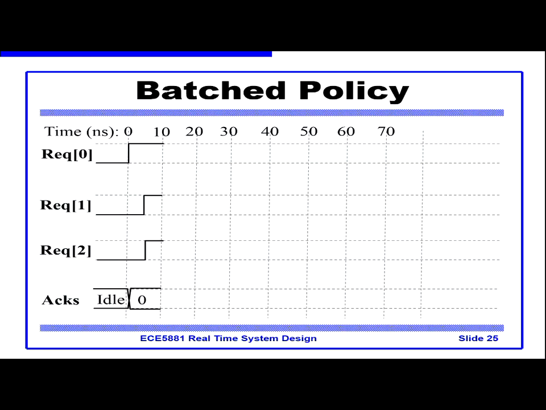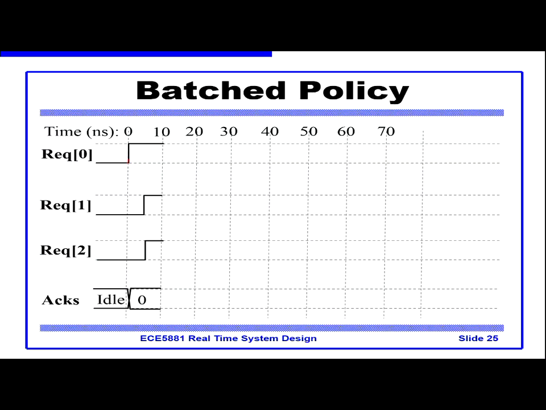Okay, so batch priority is often a bit confusing because you've got to keep track of the batches. Alright, the way this works is we collect all the active requests together while the resource is being used. We keep collecting them, and as soon as the resource is free, we then allocate among that batch in a fixed priority order.